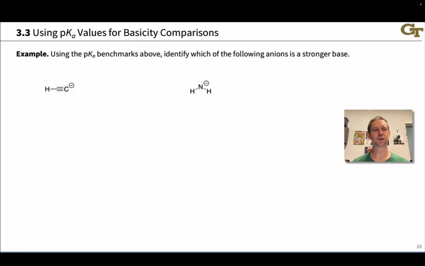Let's do another example, using the pKa benchmarks that we've already seen to identify which of the following anions is a stronger base.